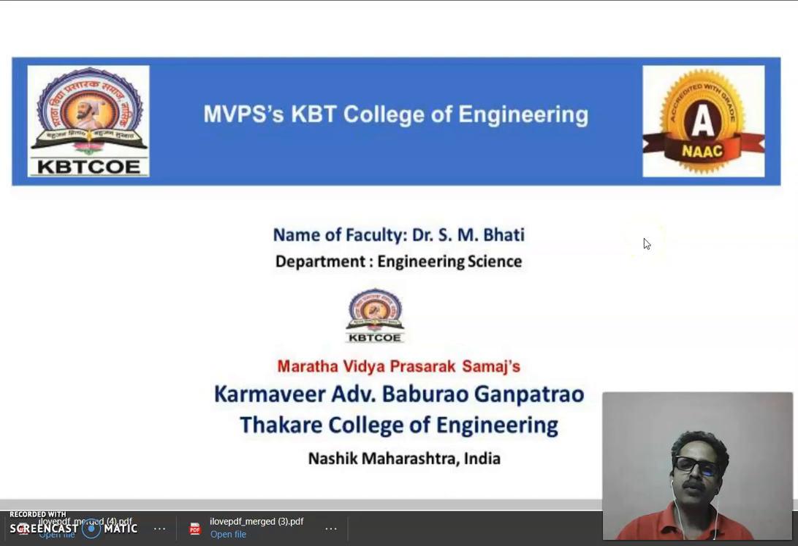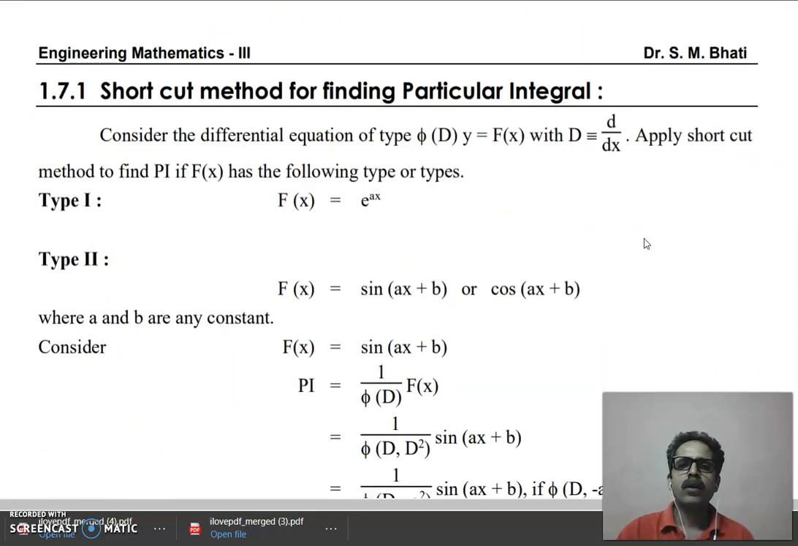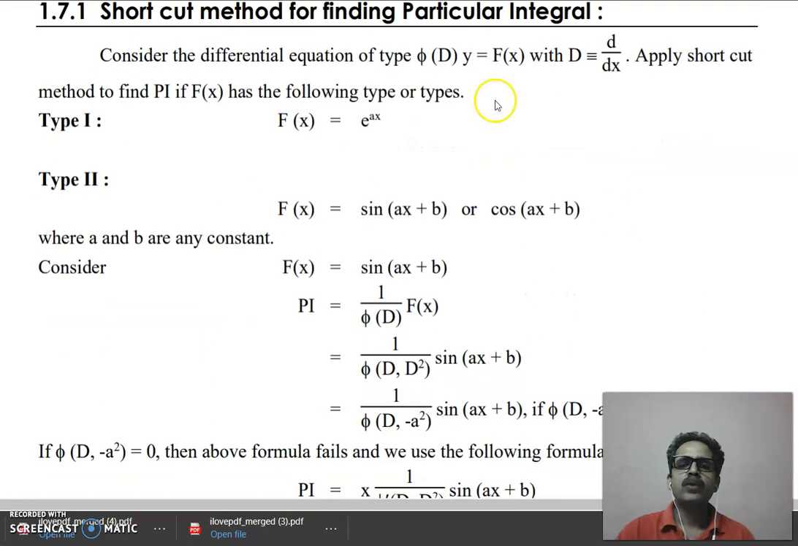In last video we have started shortcut method. So we have to consider a differential equation of the type phi D y equal f of x, where D operator stands for d by dx, and we have to apply the shortcut method if f of x has the following type or types. There are total 6 types.